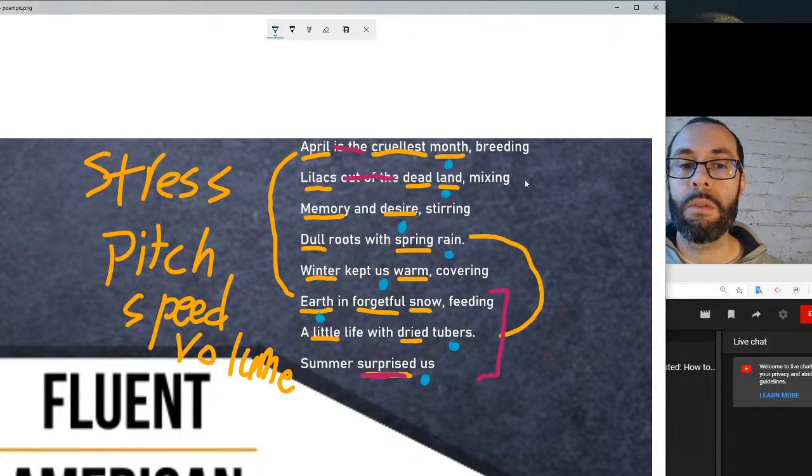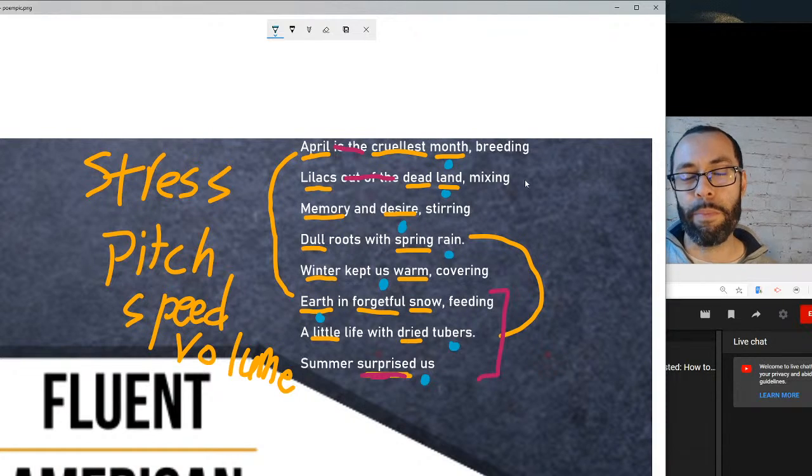Original for the next line, dull roots with spring rain. Now it's the stress, right? Dull roots with spring rain. Our next line, winter kept us warm, covering. And now if we just stress us, winter kept us warm, covering. Next line, original stress, earth and forgetful snow, feeding. Now with the adjusted stress, earth and forgetful snow, feeding. Next line, a little life with dried tubers. Now stressing tubers, a little life with dried tubers. And then summer surprised us versus summer surprised us.